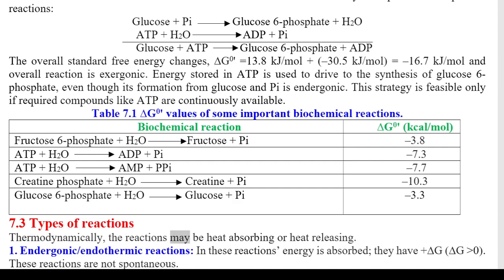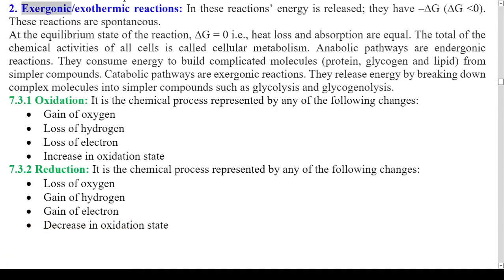7.3 Types of reactions. Thermodynamically, the reactions may be heat-absorbing or heat-releasing. 1. Endergonic/endothermic reactions. In these reactions energy is absorbed, they have plus ΔG, greater than 0. These reactions are not spontaneous. 2. Exergonic/exothermic reactions. In these reactions energy is released, they have negative ΔG. These reactions are spontaneous.